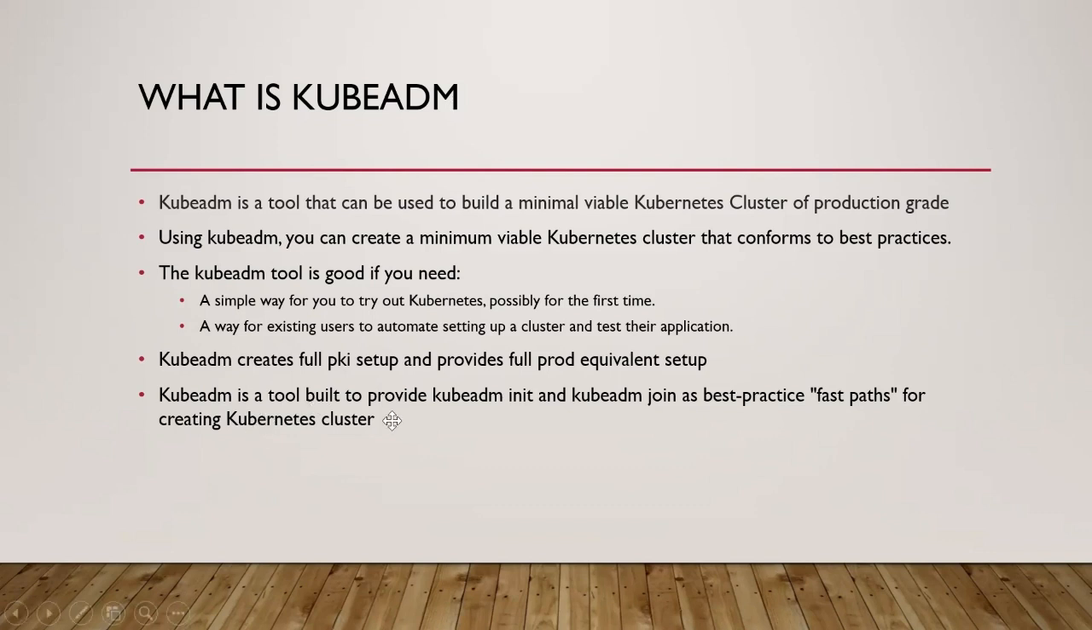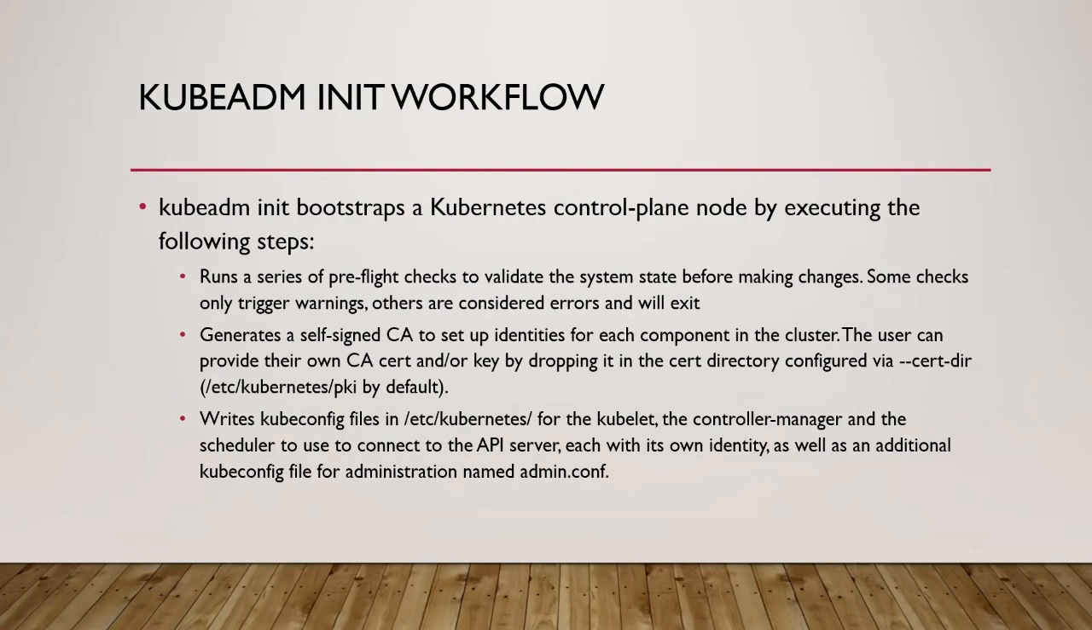Kubeadm is a tool built to provide the kubeadm init and join commands as the best practice fast path for creating the Kubernetes cluster. We will be using two commands, kubeadm init and kubeadm join. Whichever Linux machine you run the command kubeadm init on, it will set up the master components on that particular Linux machine. So kubeadm init bootstraps a Kubernetes control plane node by executing the following things. It will do the pre-flight check. Pre-flight check means it will look at your virtual machine resources, whether the resources are available properly or not, whether swap memory is switched off or not, and whether the kubelet service is running or not.